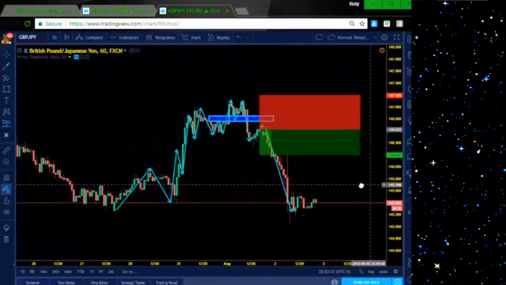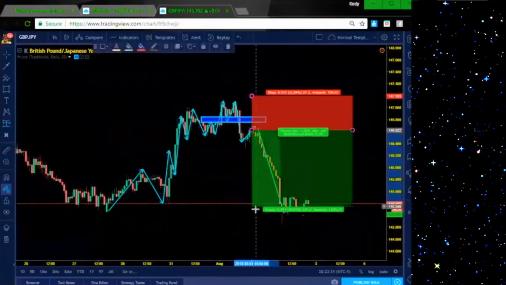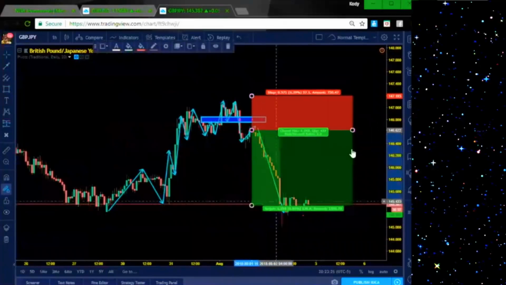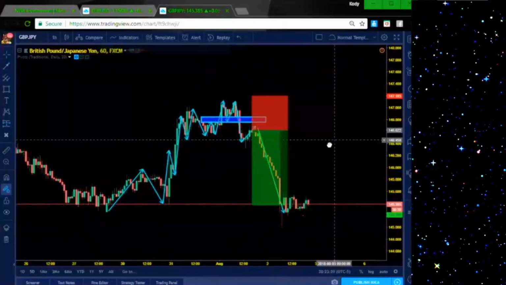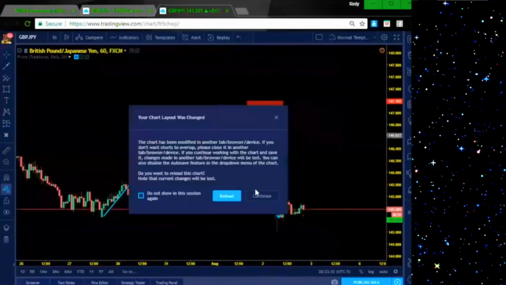Me personally, when I took this trade last night, I was aiming for these lows right here. Target was smashed. I was out 125 pips. What's the problem?